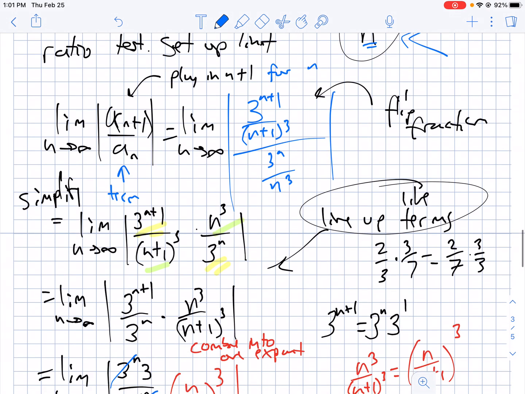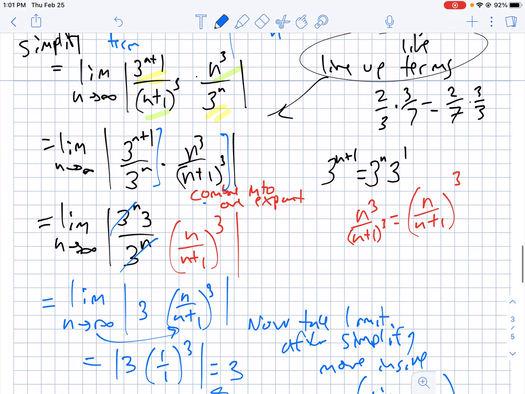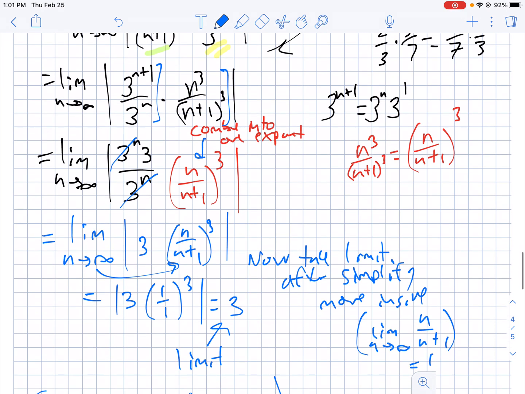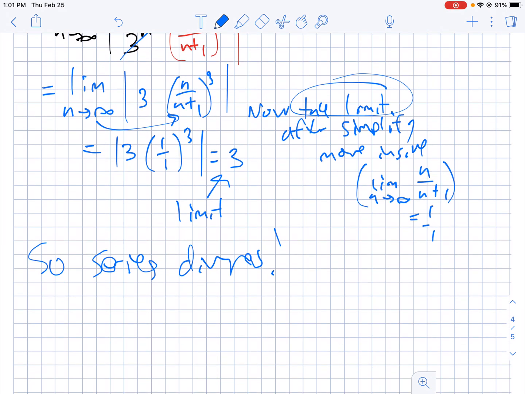So let's walk through that again. We set up a limit of these terms. This is like plugging in the f of n plus 1. This is like your original f of n on the bottom. We put the like terms together here, the 3's and the n cubes. We put those into one exponent, and then we just simplified, and the last step was to take the limit. Okay, and that told us about convergence.